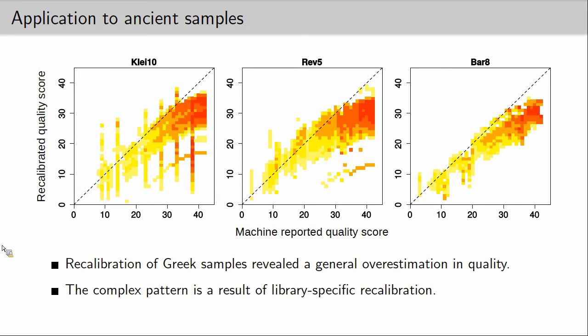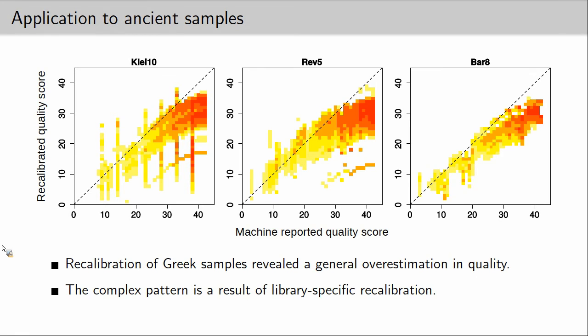So this is the quality transformation table, where on the x-axis we have the quality score reported by the machine, on the y-axis the one that we get after our recalibration, and the colors represent density. What you see is that for all these three samples, the qualities given by the machine are too optimistic, right? The machine always tells you, for instance, the quality score is 40, but the dashed line is where both qualities are the same, and all these points are below. So all the high quality sites in particular are not as high quality as the machine suggests, okay? So we needed to recalibrate that.